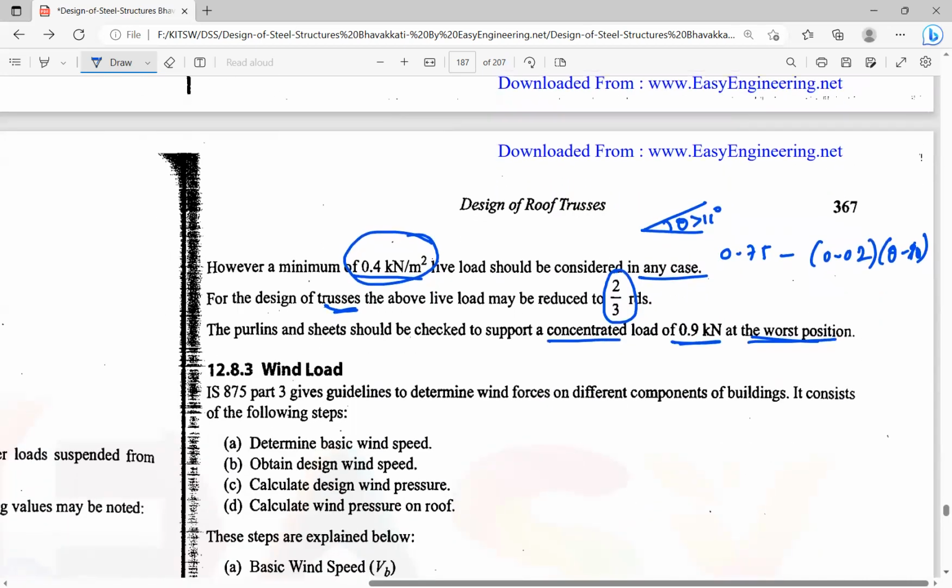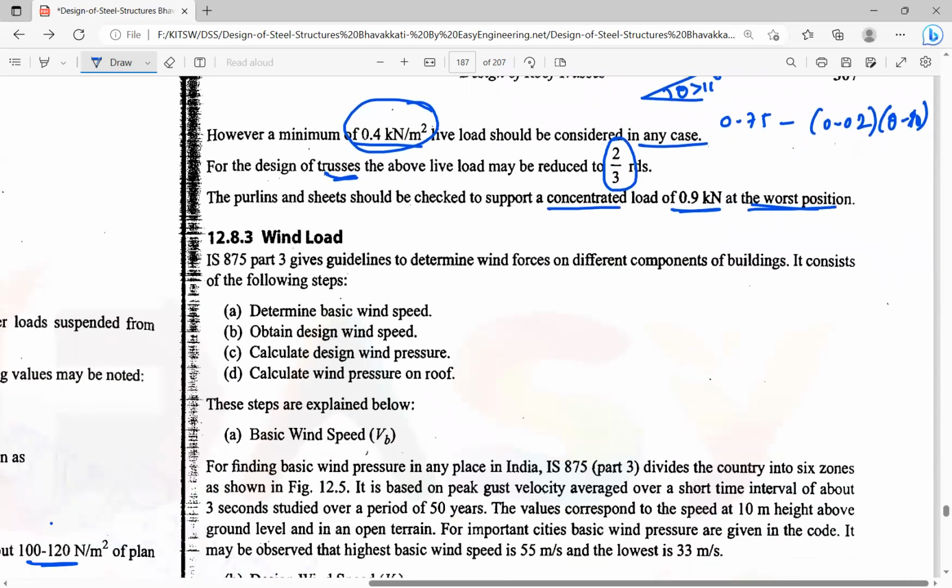Now coming to this very important aspect, the calculation of wind load. The wind load is according to IS 875 part 3. It gives the guidelines to determine the wind forces for different components of the building, and it consists of the following steps. Determination of basic wind speed. As I told you in the basic classes, unit 1, the loads topic, I will explain this now.